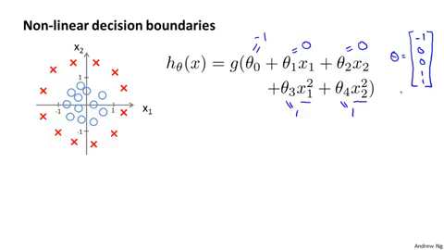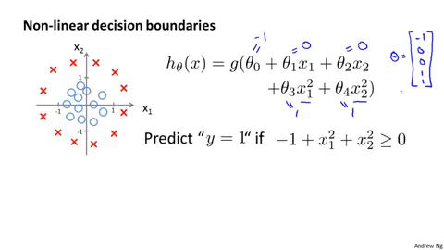Following our earlier discussion, this means that my hypothesis will predict that y is equal to 1 whenever -1 plus x1 squared plus x2 squared is greater than or equal to 0. This is whenever theta transpose times my features is greater than or equal to 0. And if I take -1 and bring it to the right, I'm saying that my hypothesis will predict that y is equal to 1 whenever x1 squared plus x2 squared is greater than or equal to 1.